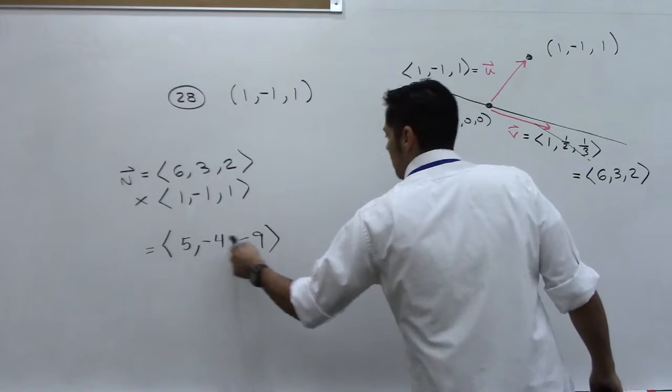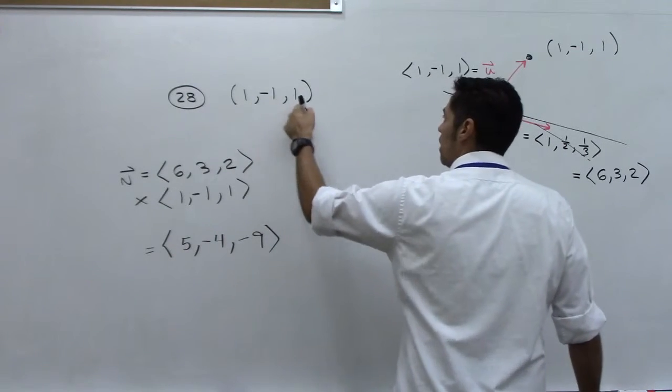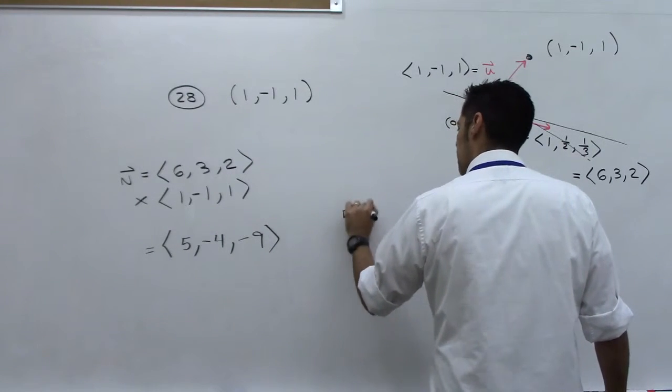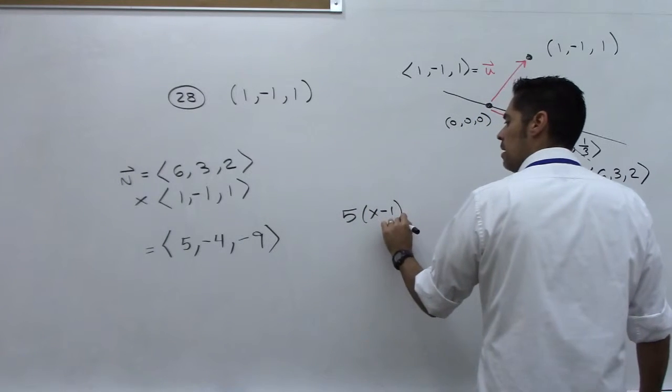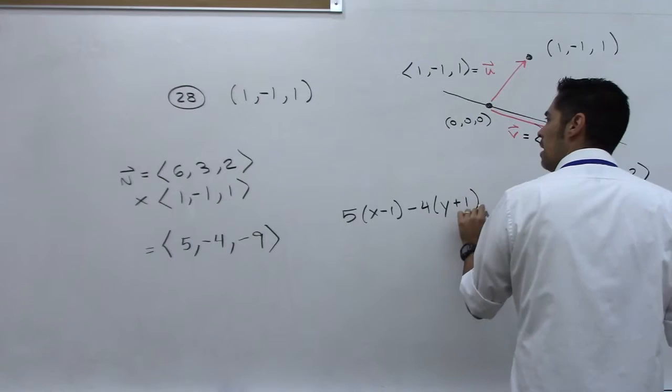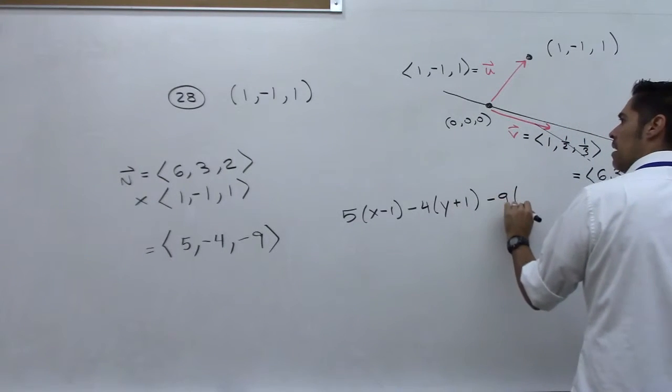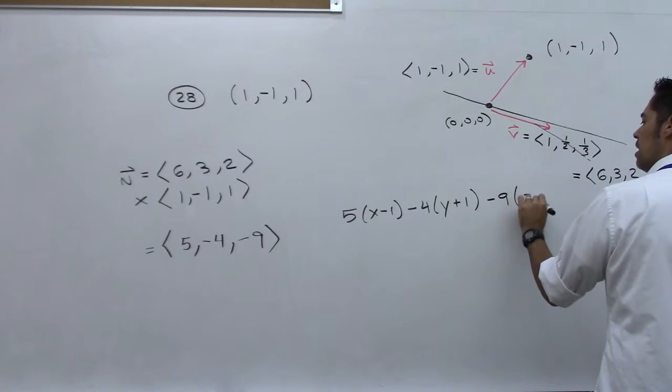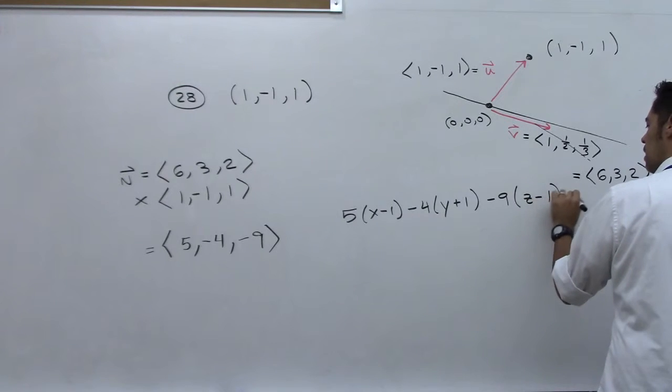So this is A, B, C. This is x naught, y naught, z naught. So we have 5, and then x minus 1, then minus 4, and then y minus, or plus 1, and then minus 9, and then z minus 1 equals 0.